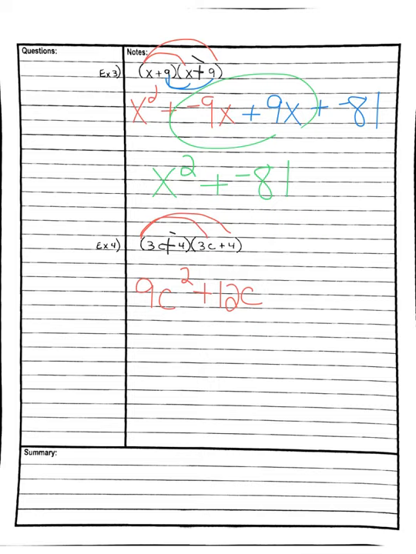Let's multiply my negative 4 by everything. Negative 4 times positive 3c is a negative 12c. And a negative 4 times a positive 4 is a negative 16. And again, because we have the 3c minus 4 and then the 3c plus 4, the only thing different in those binomials is the plus and minus. It's going to cancel out our like terms here. 12c and negative 12c is nothing. So our final answer here is just 9c squared plus negative 16.